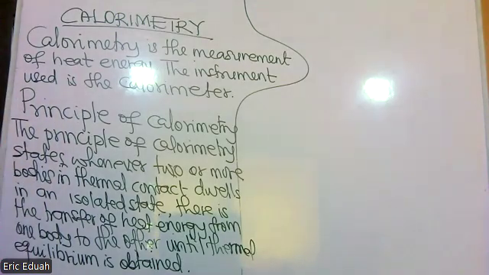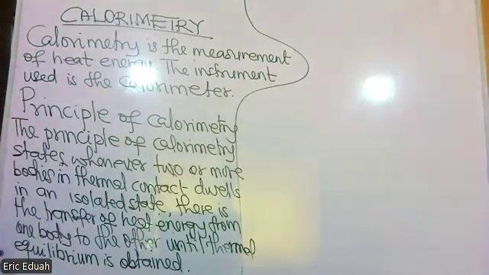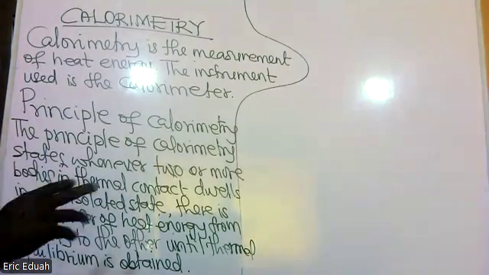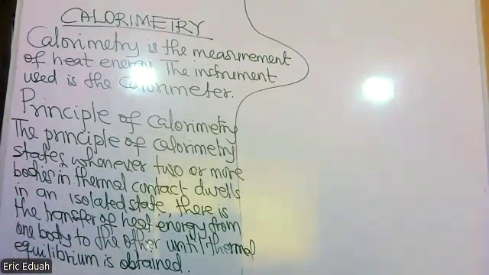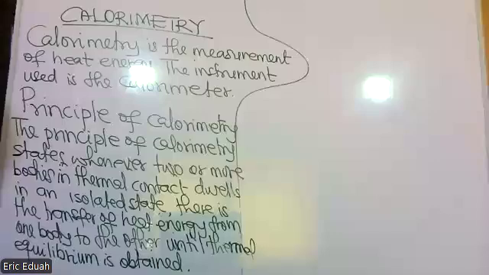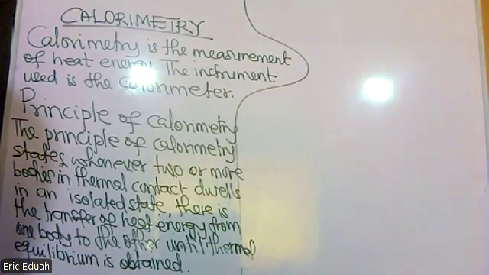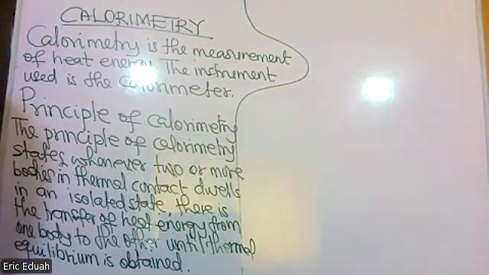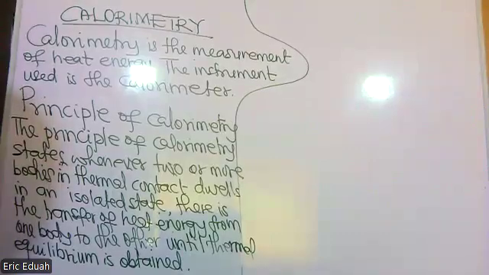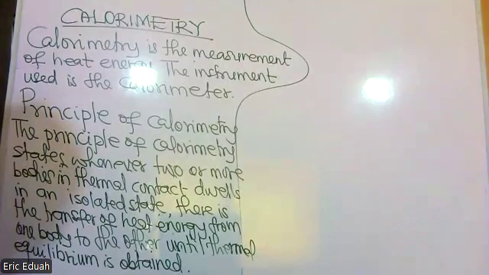That when two or more bodies at different temperatures are in thermal contact and dwell in an isolated state, there is a transfer of heat energy from one body to the other until thermal equilibrium is obtained or attained. This is the principle of calorimetry.